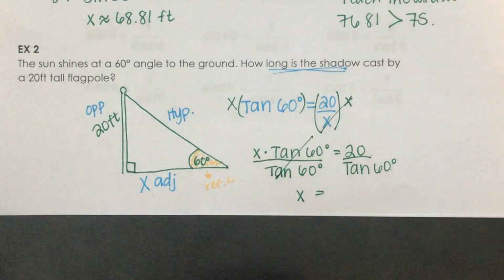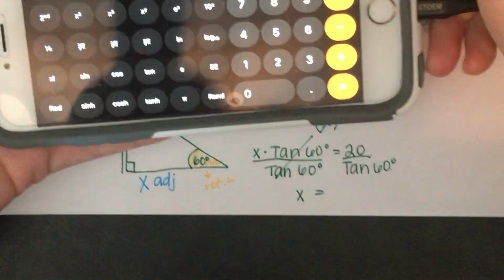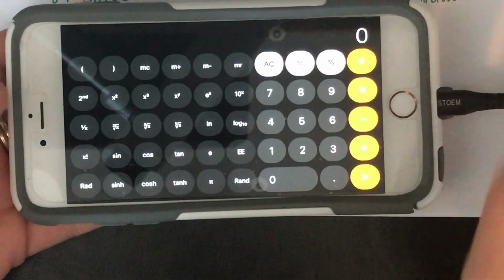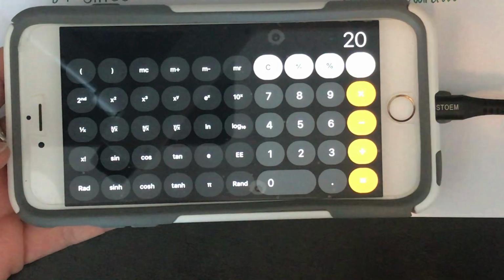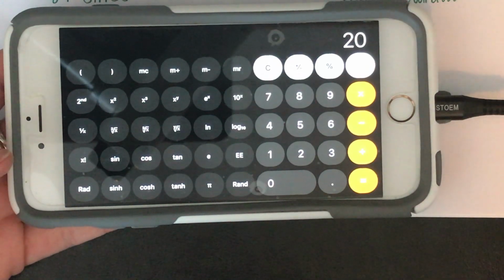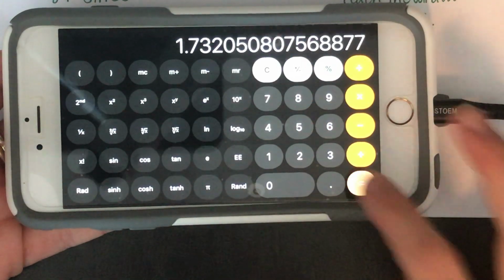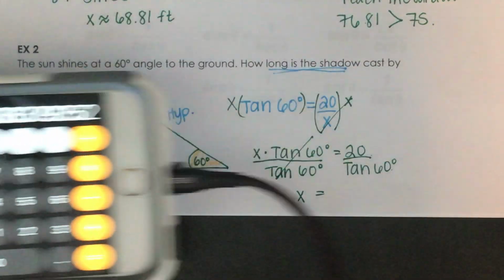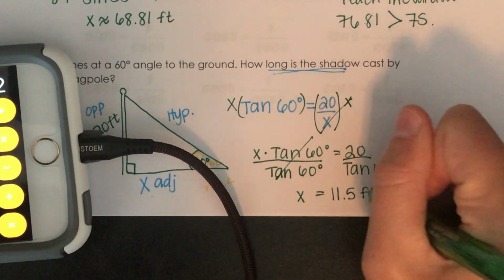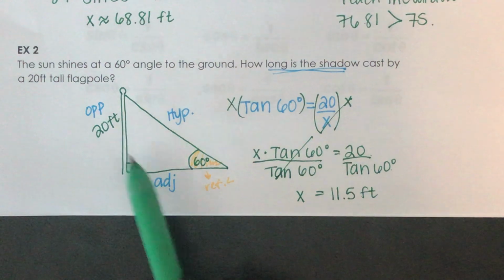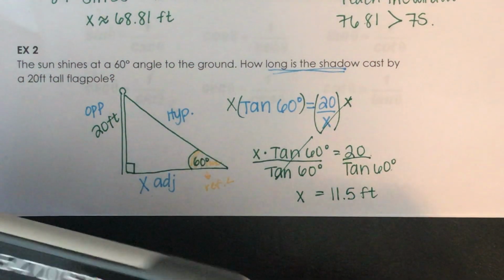Now I'm going to put that into my calculator. So if you're using your phone, remember you have to kind of go backwards. So we're going to do 20 divided by, and I'm not going to put tangent 60, I'm going to put 60 tan. 60 tan equals, I've got about an 11.5 foot shadow. And does that make sense? I've got a 20-foot pole and about an 11.5 foot shadow. Yes, that makes sense. So that's how you do it on the phone.